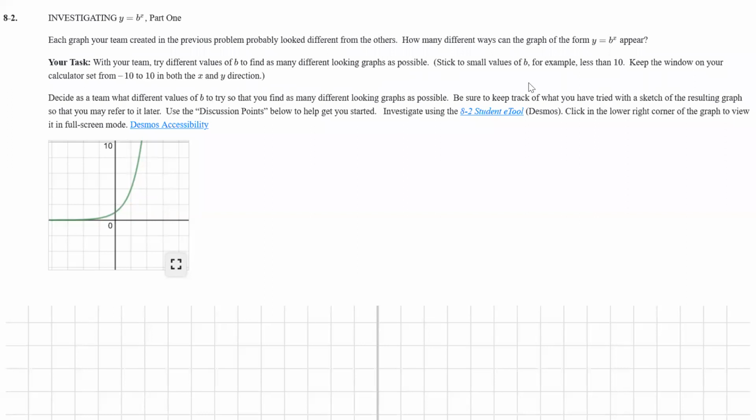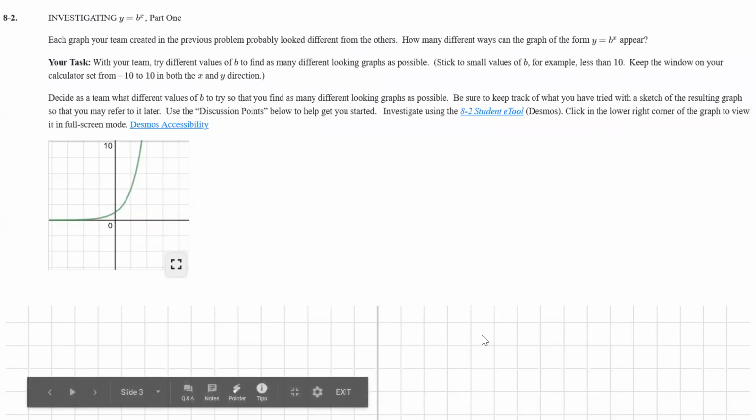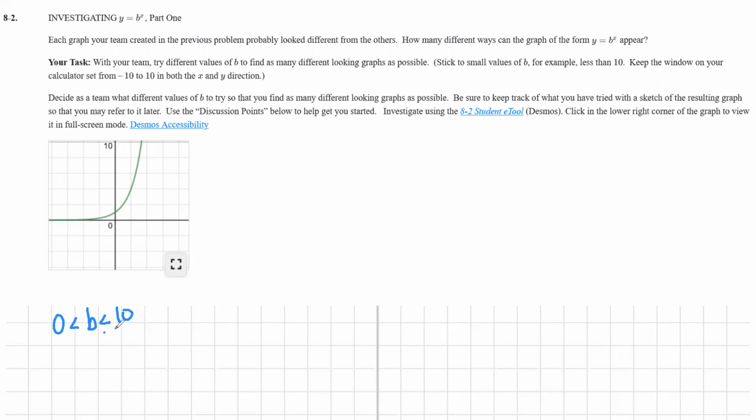Stick to small values of b, for example, less than 10. Okay, so we want to go between 0 and 10. So we could write this down. So we want to make b between 0 and 10, or less than 10. So between 0 and 9, right? So it'd be like y equals 3 to the x, or y equals 4 to the x, or y equals 0.5 to the x. Okay, so numbers between 0 and 9.